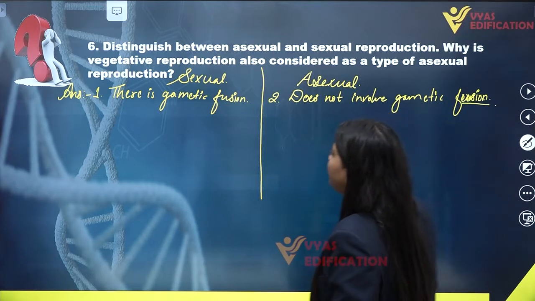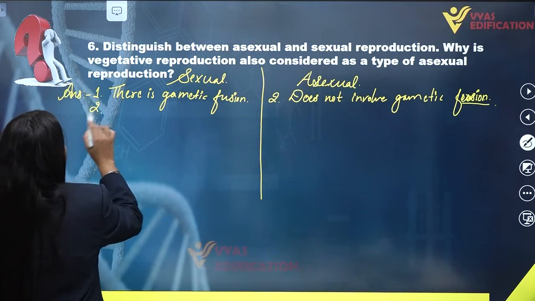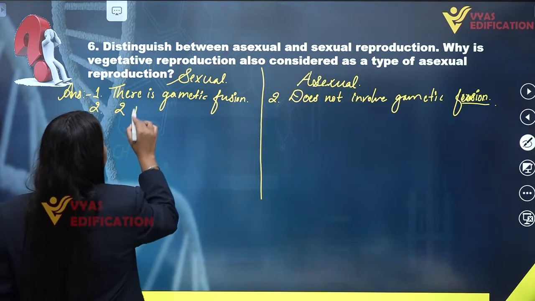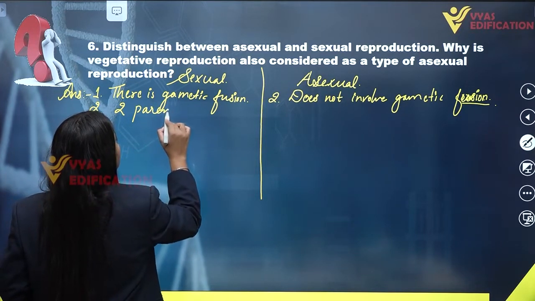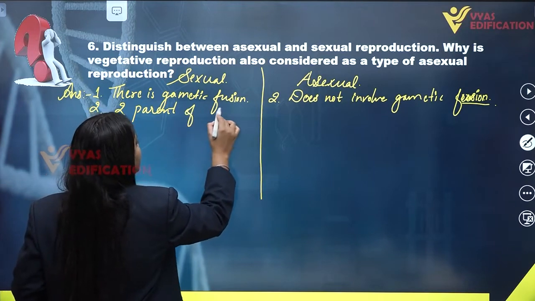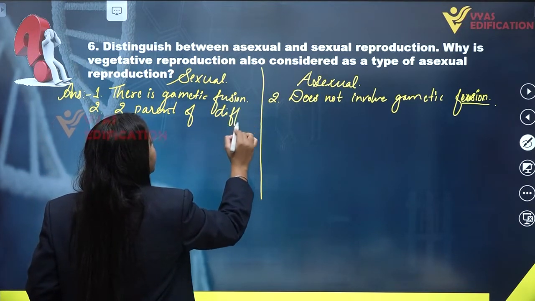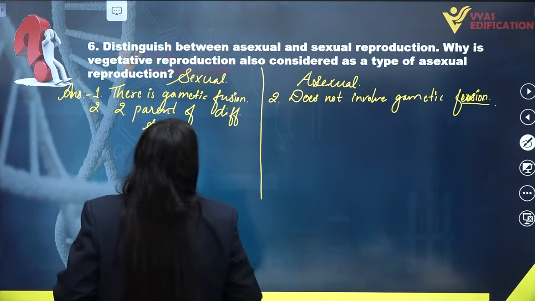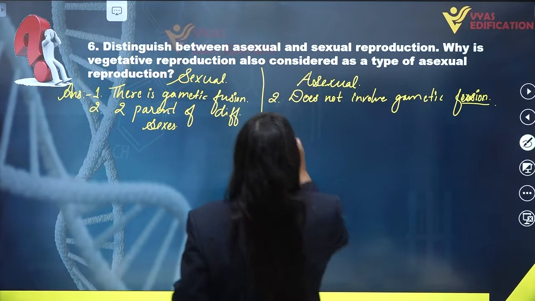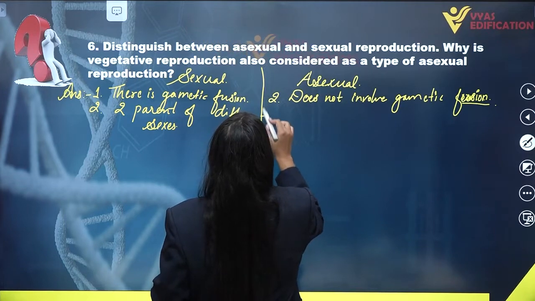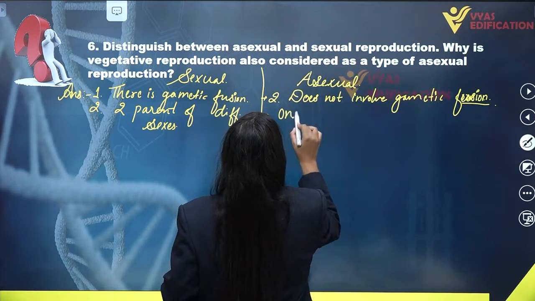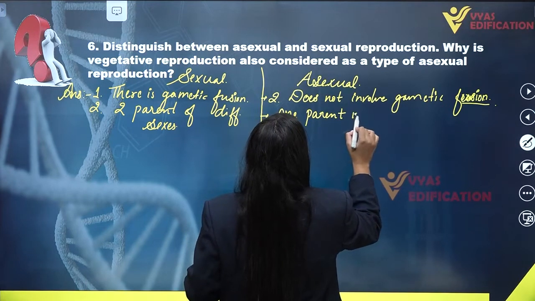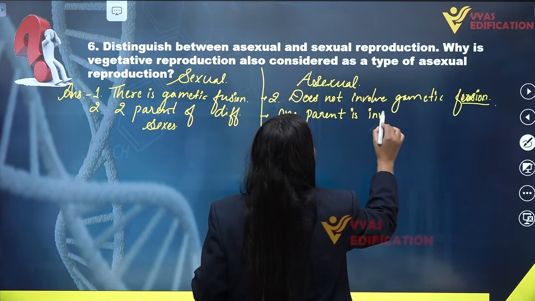This sexual reproduction involves two parents of different sexes. And in case of asexual reproduction, only one parent is involved.